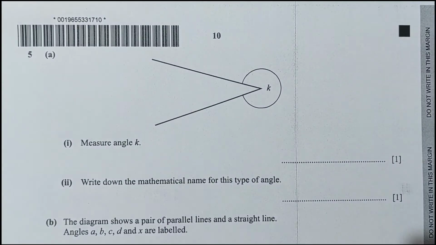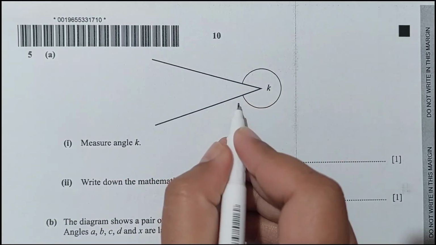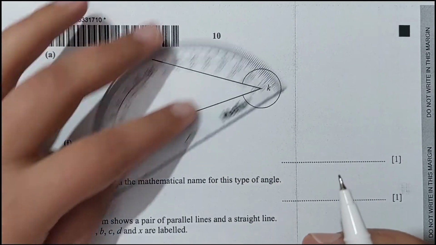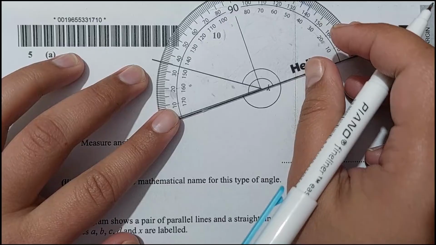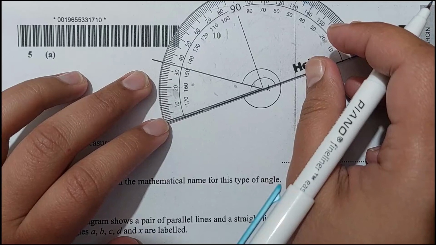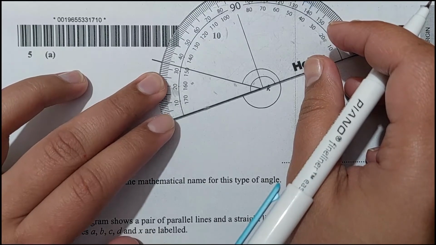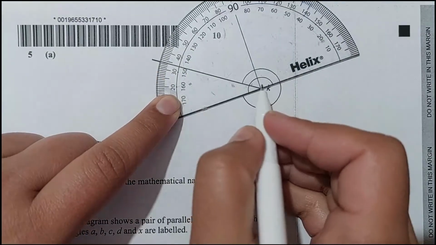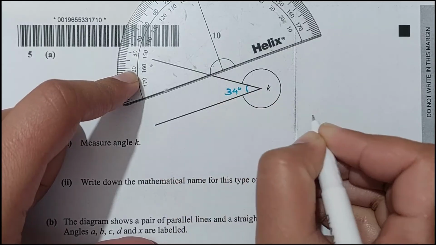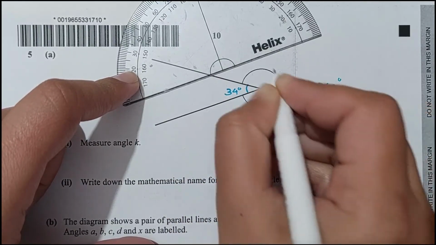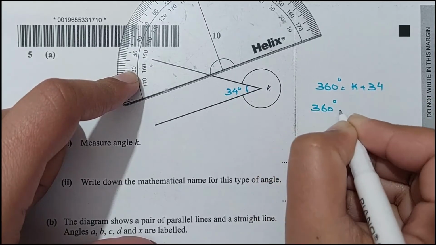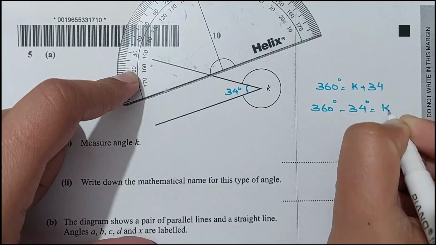Question number 5, part A, number 1. Measure angle K. Okay, so this whole angle is 360, right? So let's measure this angle. What is the angle between them? All right. So this angle is 34. So what is angle K? We know that the whole circle is 360. 360 is the sum of K and 34. So what is K? 360, take away 34. You will get the angle K.